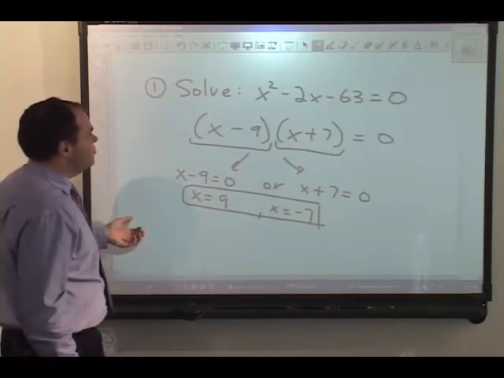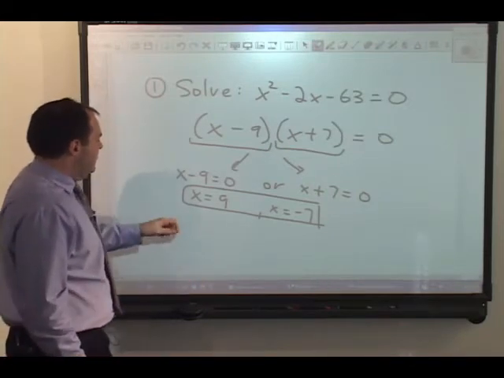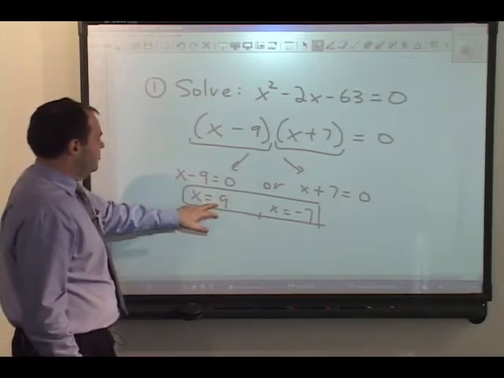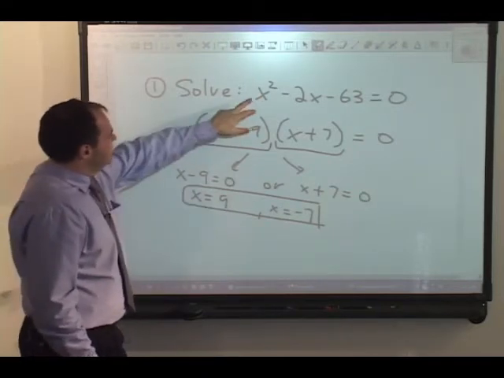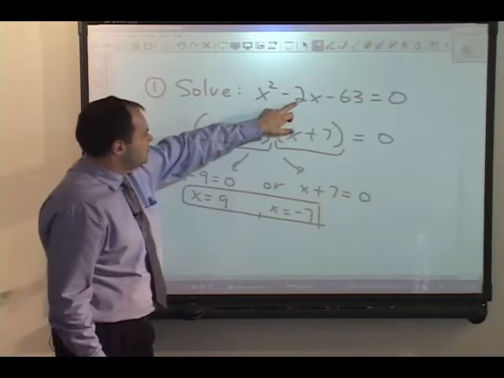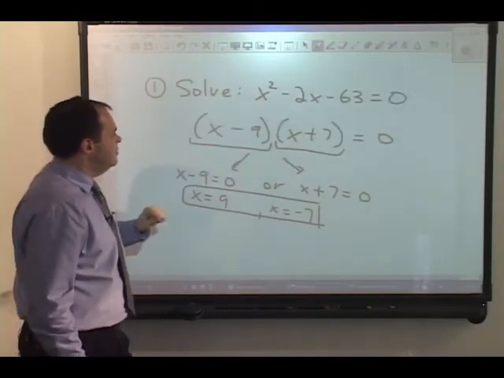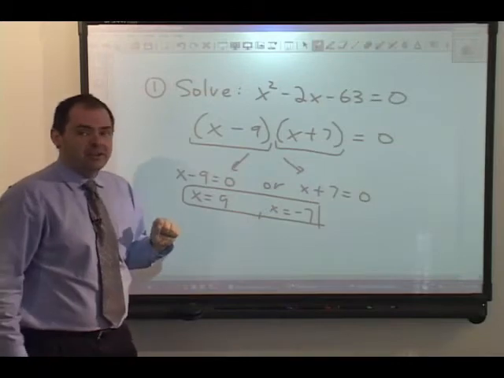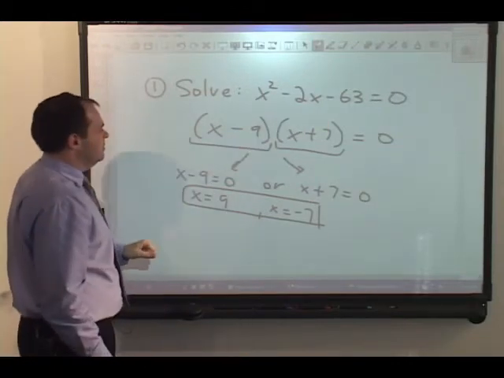A quadratic equation typically has two solutions. It can't have any more than that. And we can check our solutions by substituting back into the original equation if we want. For example, 9 squared is 81. 2 times 9 is 18. 81 minus 18 would be 63. And 63 minus 63 would be 0. So we know that that works.